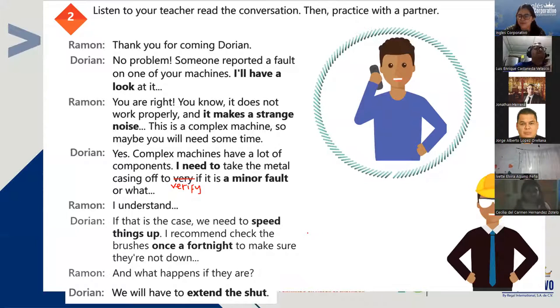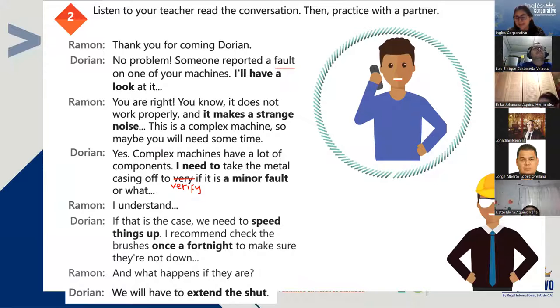We have over there some words that might be a little bit new for you, right? For example, fault. What is a fault? Es una falla. Es un problema. In this case, in the machines, right? That's a fault on one of the machines.